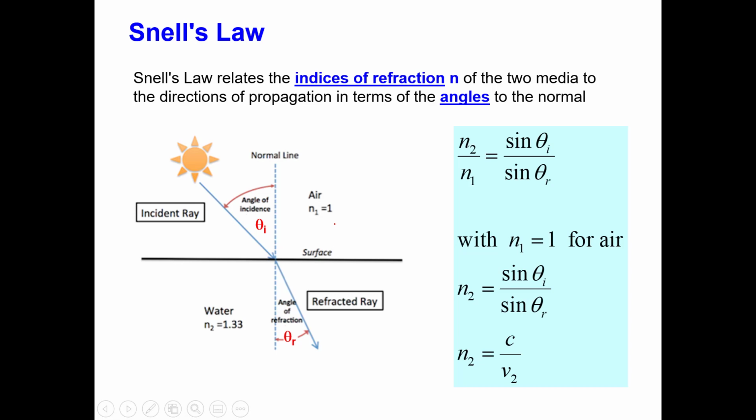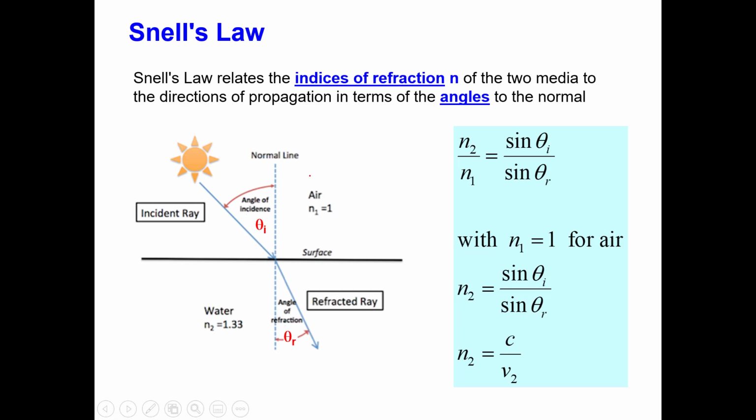Then what happened is the light. This is the ray of light we had here. This is the incident light. This is the refracted light. Then it is bending because the second medium is water.